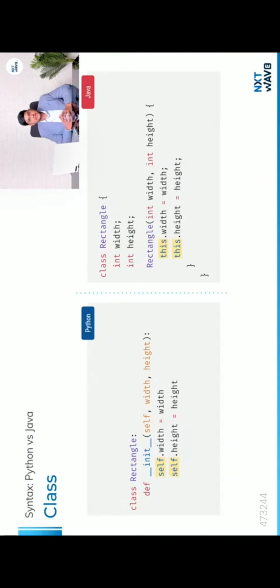And the last difference is that in Python, to access the class instance, we use self, whereas in case of Java, we use the this keyword to access the instance of that particular class. So these are the differences in terms of how you define a class in Python and how you define a class in Java.